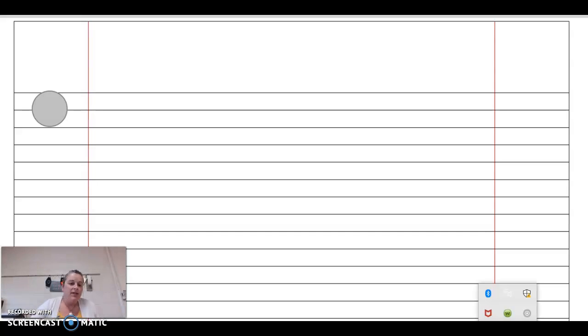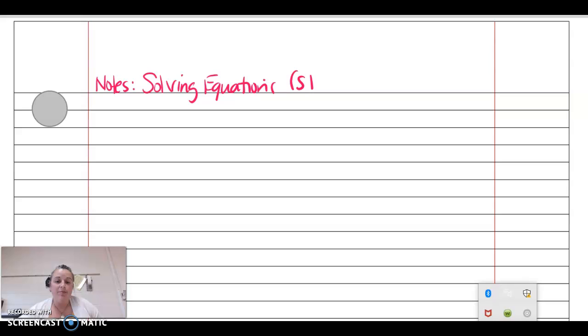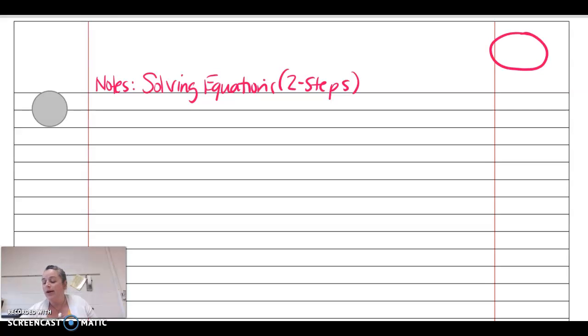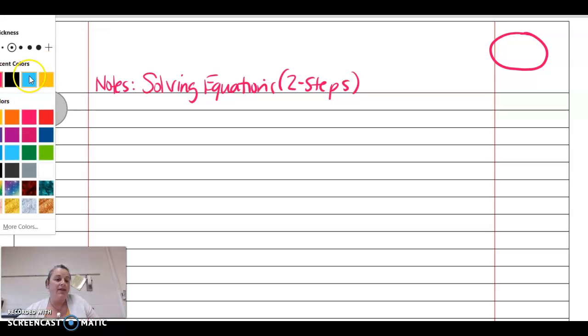Hello. Today we're going to talk about solving equations again, but this time in a two-step fashion. So we'll put notes, solving equations, and these will have two steps to them. So you want to put this into your table of contents, so make sure you put your page number up here, and definitely want to write all this stuff down.